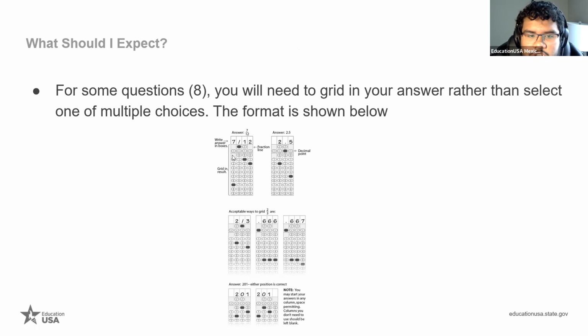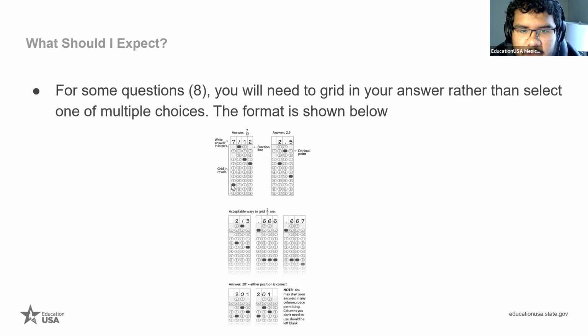So for a gridding question, you'll be given four little spaces here under which you can write numbers. You can either grid in numbers to go in the slot, or something like a decimal point or a fraction line. So for example, in the first one we see here, this one's showing 7 divided by 12. The way they present that using this grid-in answer format is that for the first little column, they grid in a number 7.